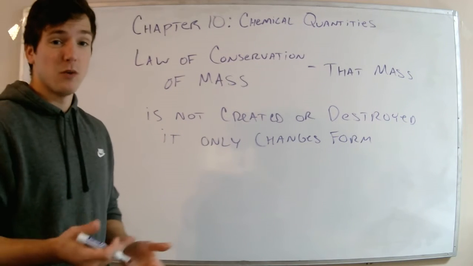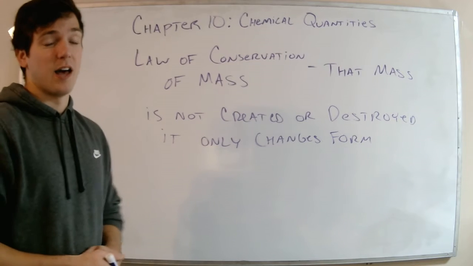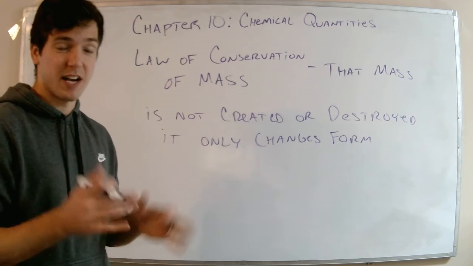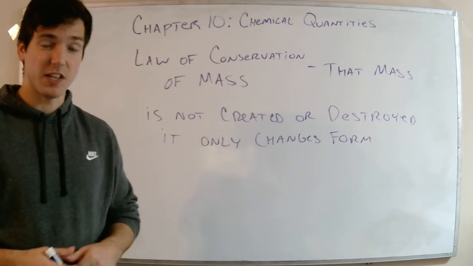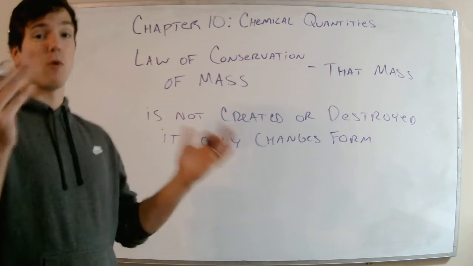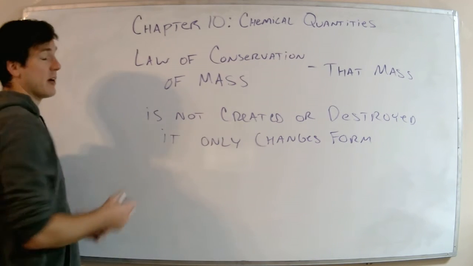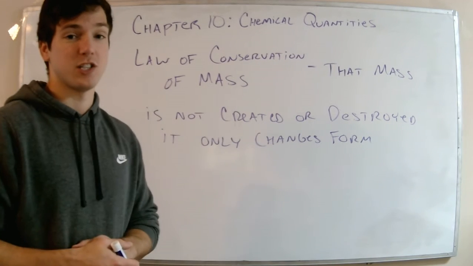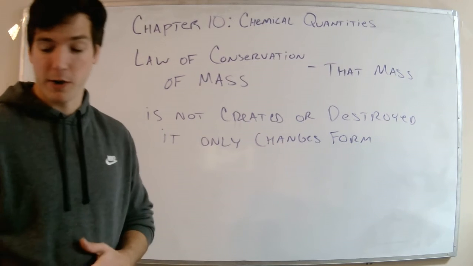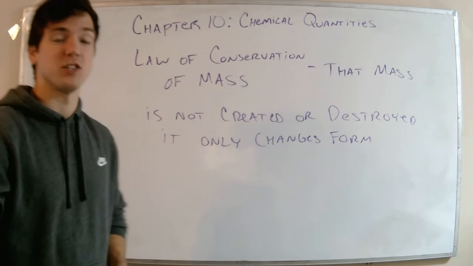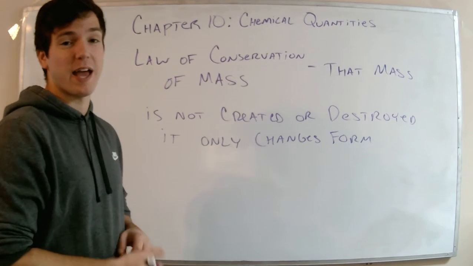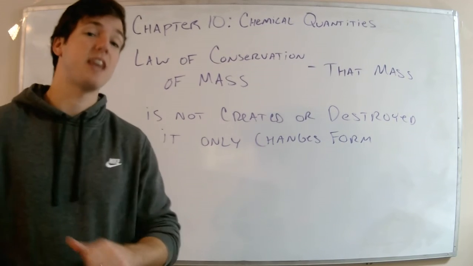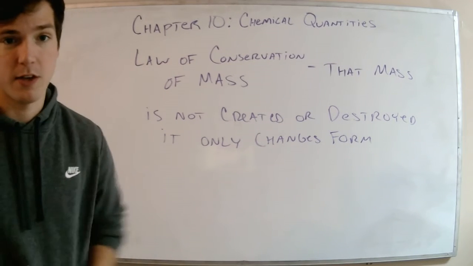So at the beginning of the universe, when it was created, the same amount of mass that was there is still here today. Okay, there isn't any more mass being created. There's not any disappearing. Again, it is just changing forms. And that is really important when we're talking about a chemical equation, because the amount of reactants we have at the beginning, we should have the same amount of products at the end.